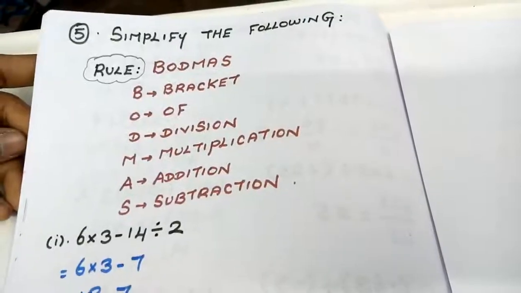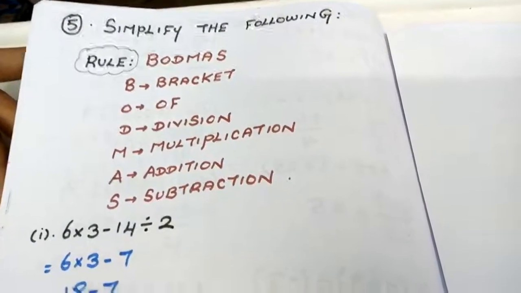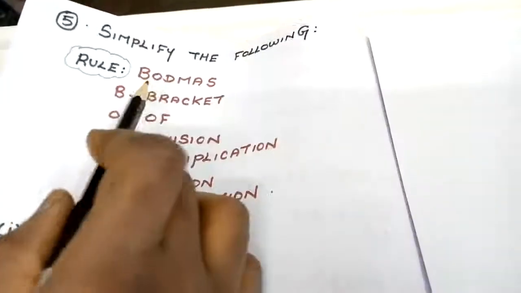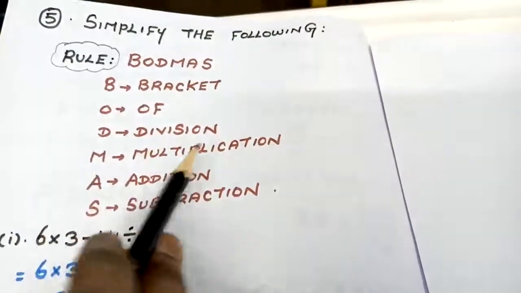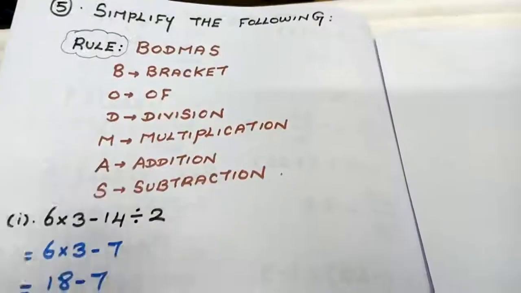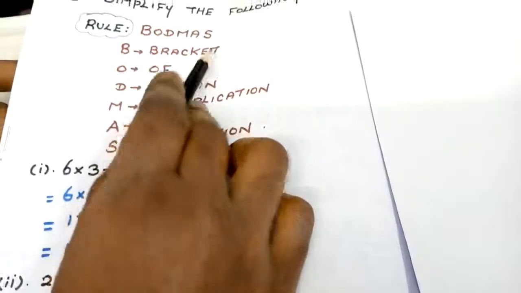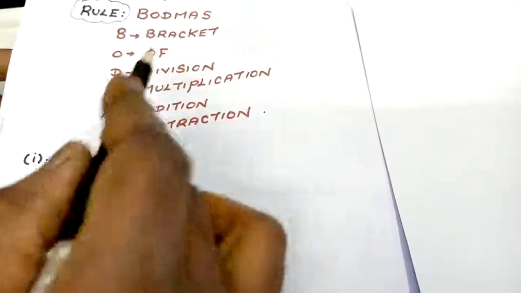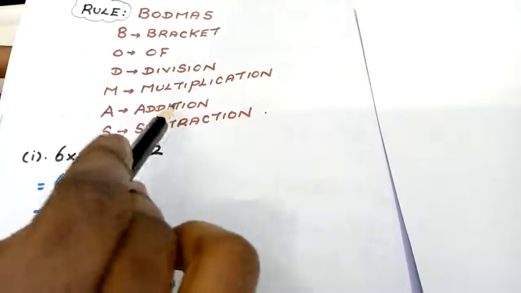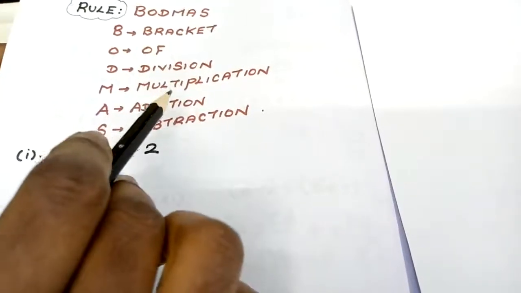Question, students, simplify the following. So in this particular question we are going to apply the BODMAS rule, that is bracket, of, division, multiplication, addition and subtraction. The first preference, that is the first place, we are going to give for bracket, second for of, division, multiplication, addition, subtraction. You have to keep this order in your mind, students.